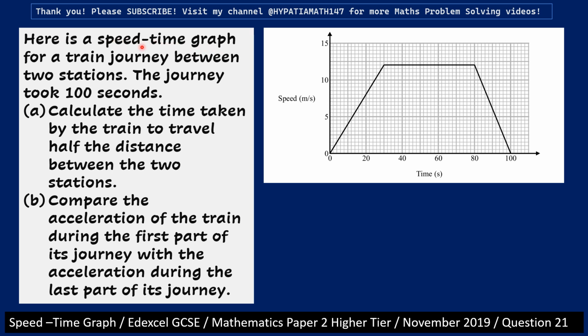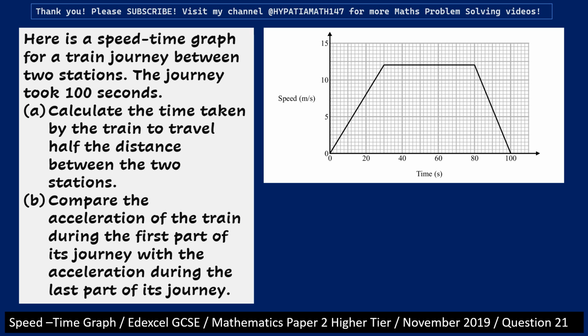Here is a speed time graph for a train journey between two stations. The journey took 100 seconds. Calculate the time taken by the train to travel half the distance between the two stations, and then compare the acceleration of the train during the first part of its journey with the acceleration during the last part of the journey.